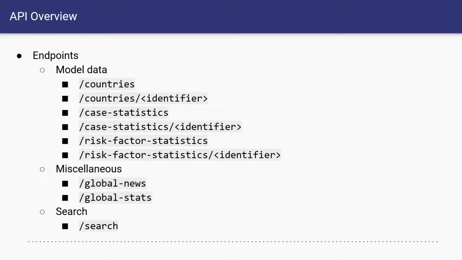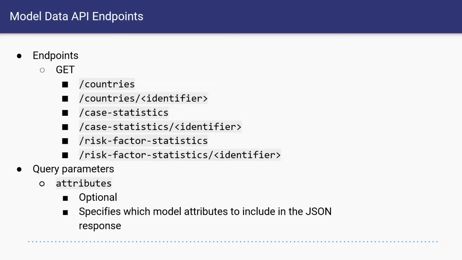Here is a quick overview of all of the endpoints that are available on our API. Each of our models has 2 dedicated endpoints, one for retrieving all of the model's instances and another for retrieving a single instance of the model based upon a unique identifier. Additionally, the attributes query parameter may be included in the request in order to specify which of the model's attributes the client wants included in their response.